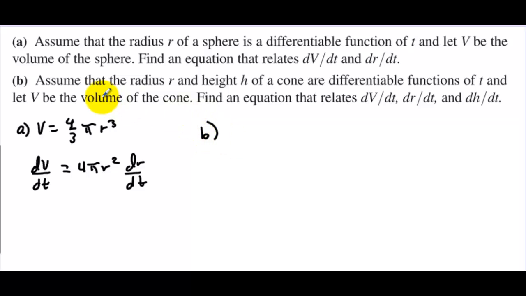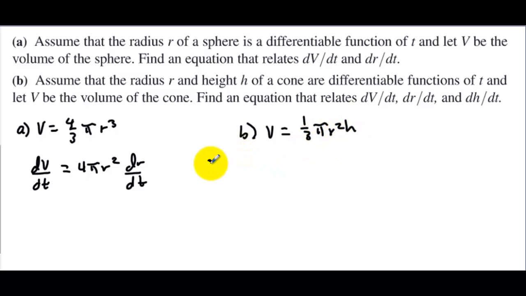In letter B, we assume that the radius r and height h of a cone are differentiable functions of t, and let V be the volume of the cone. Find an equation that relates all three of these together. In letter B, we need the volume of a cone, which is 1/3 pi r squared h.